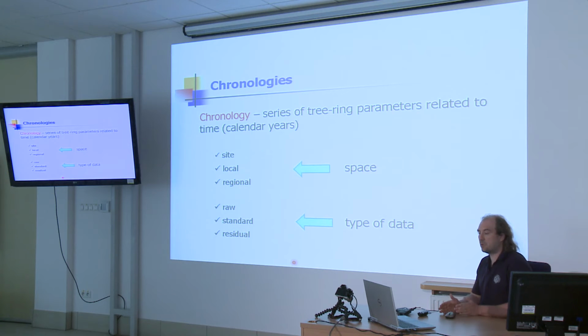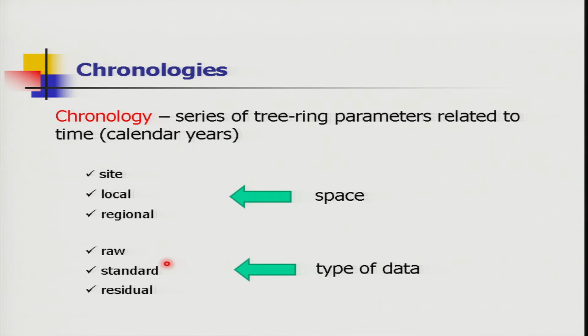Raw chronologies are series of the measurements. So we have the parameter we measure and determine for our tree rings, and relating it to time, we achieve the raw chronology. Standard and residual chronologies are developed from the raw chronologies by different mathematical computations. Why do we do it?